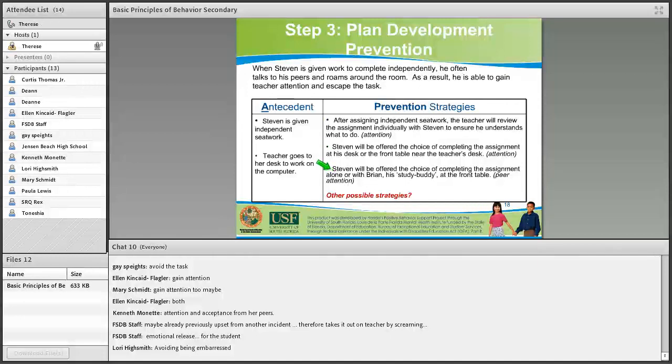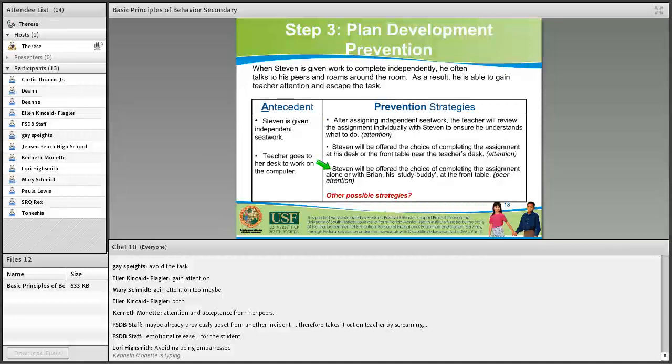Another strategy, Stephen will be offered the choice of completing the assignment alone or with his study buddy at the front table. So again, if we think it was peer attention that he was getting out of that problem behavior, we've just identified a way that he can get the peer attention and still get his assignment done.